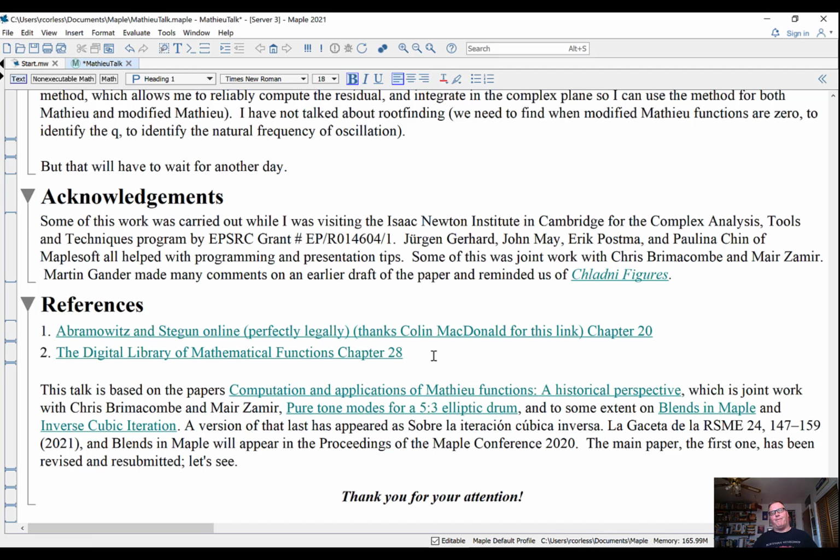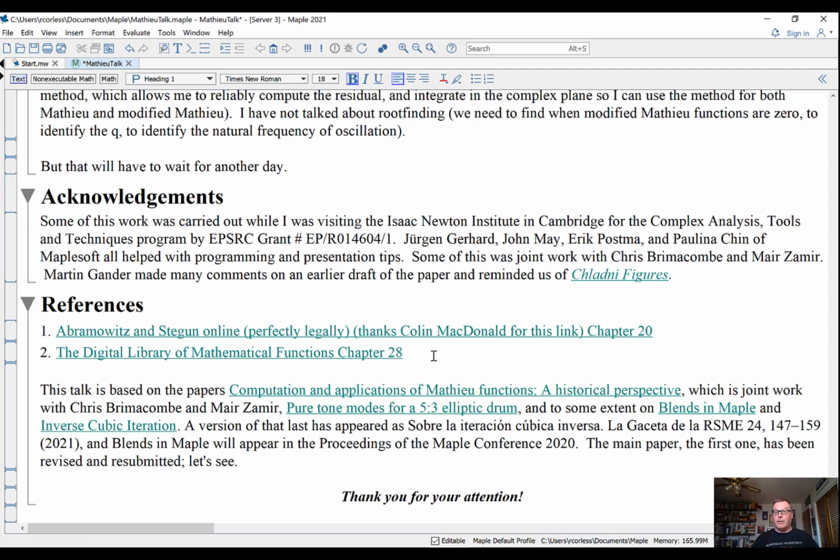I wrote a funny little paper where I just found a whole bunch of modes for the 5-3 elliptic drum, which is where that vibrating picture came from. A paper with Eric Postma on blends in Maple, and that is the Hermite interpolation part. An inverse cubic iteration, which is an asymptotically faster method for solving nonlinear equations than Newton's method. It uses the same cost per iteration, but achieves order 1 plus root 3, which is about 2.73 instead of second order. So that's kind of fun.